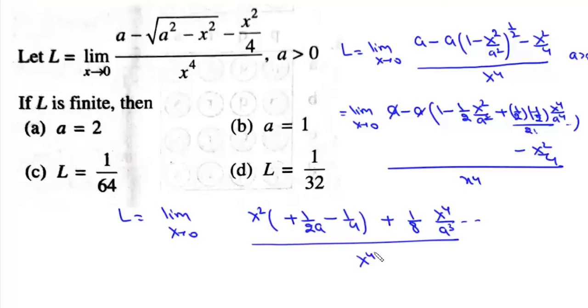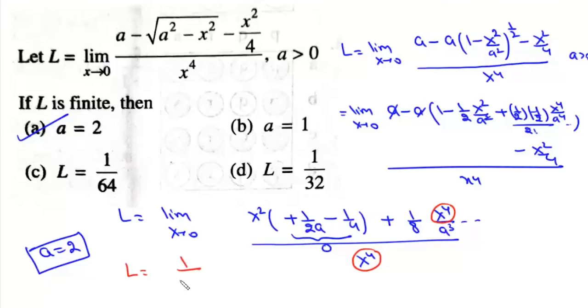Now if L is finite, then there should be no x square in this expansion. So this term must be 0. So from here we'll get the value of a as 2. So the value of a must be 2, and that's your option A. And if there is no term containing x square, then the minimum power in the numerator and denominator is x to the power 4. In that case, the value of this limit will be 1 upon 8 a cube, which is 1 upon 8 into 8, which is 1 by 64, and that's your option C. So the answer to this question is A and C.